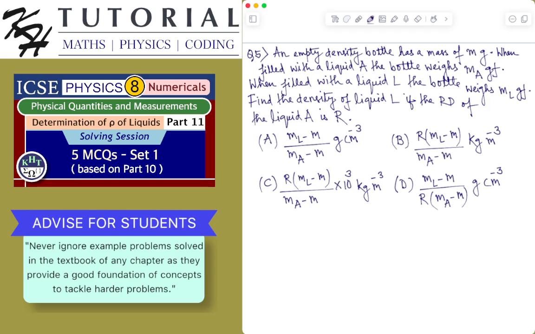So basically in this case, instead of water at 4 degrees centigrade, it is using another liquid A, whose relative density is given to be R. Relative density of liquid A, not L, is given to be R. This implies the density of the liquid A is nothing but R gram per centimeter cube. So we know the density of the liquid A.